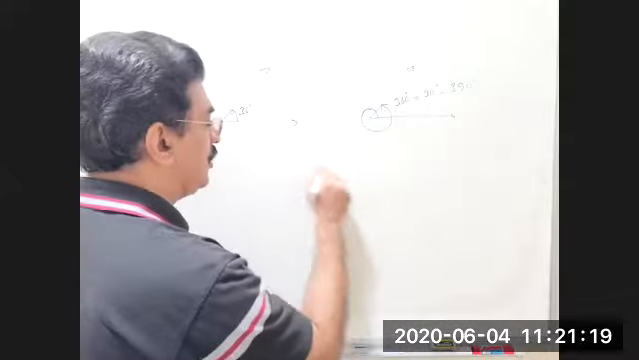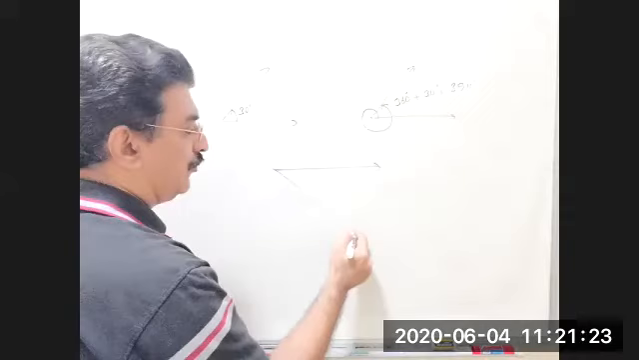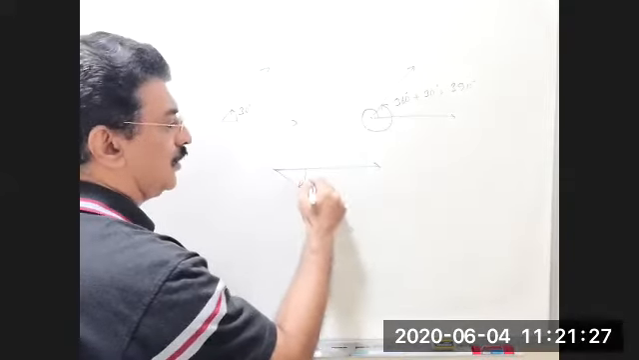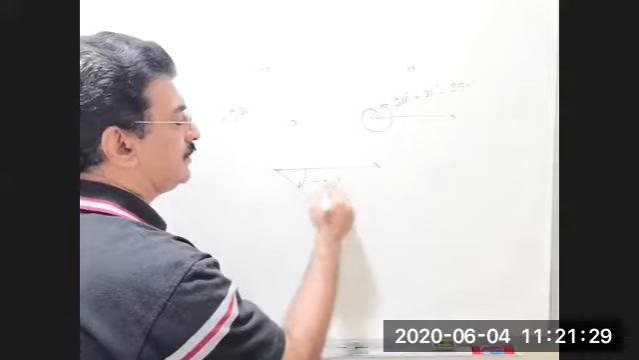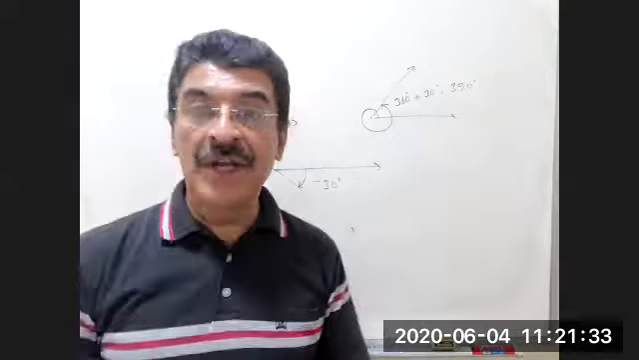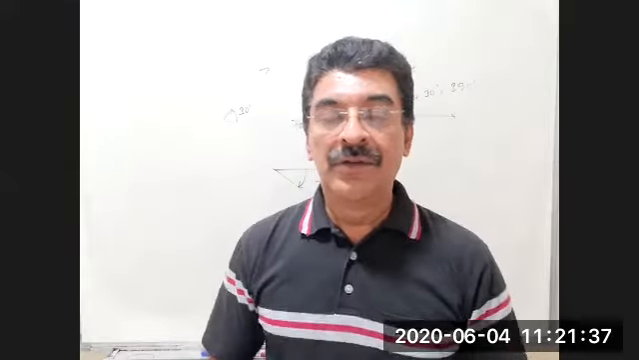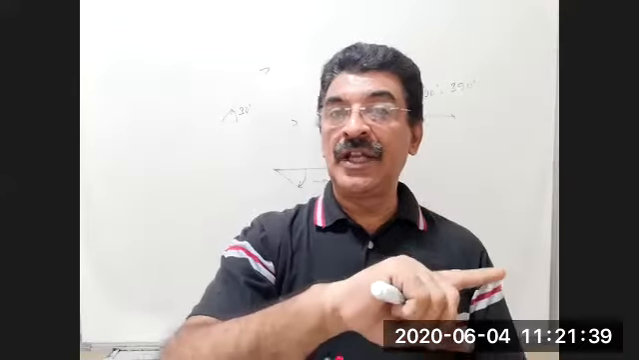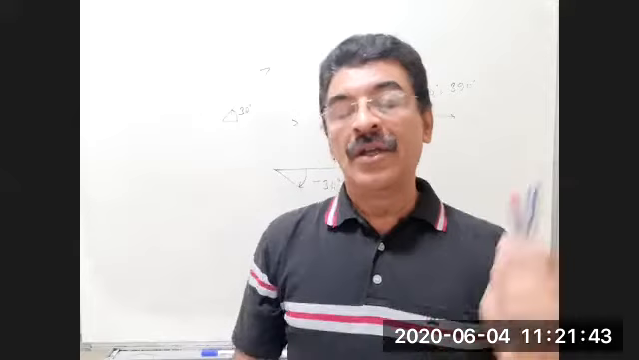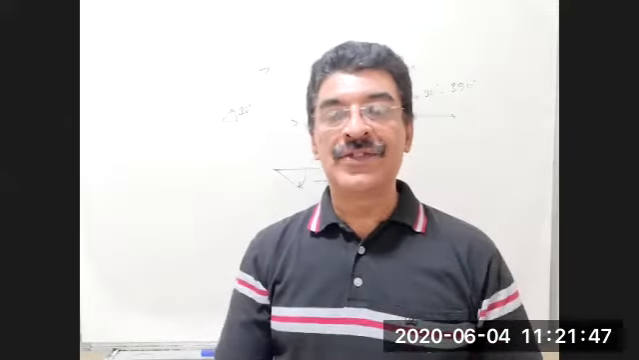This is the initial ray. If this is the terminal ray, and it comes this way, this is minus 30 degrees. Here, the measure is minus 30. See the clockwise direction and the anti-clockwise direction. Anti-clockwise is considered as positive, clockwise is considered as negative.